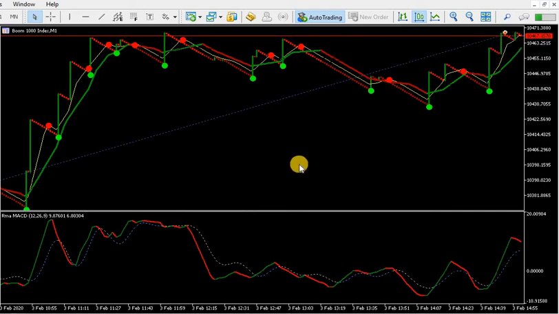Okay guys, thanks for watching. I hope all of you understand how our system works. If you still have any questions, feel free to ask me. This is a combination of powerful indicators and some moving average based strategies, and you will kill the market using this system. So this is an awesome trading system.